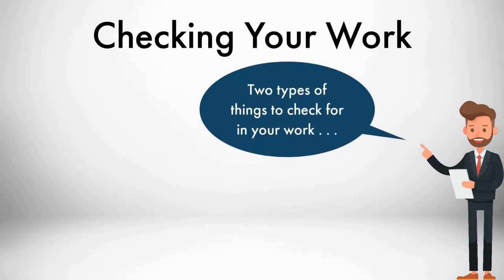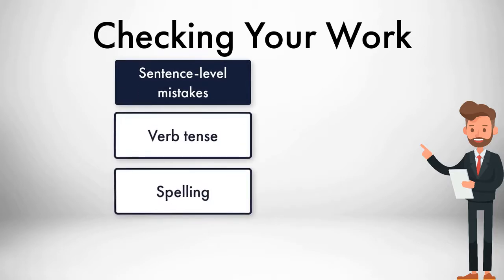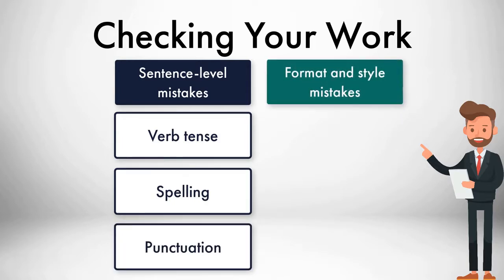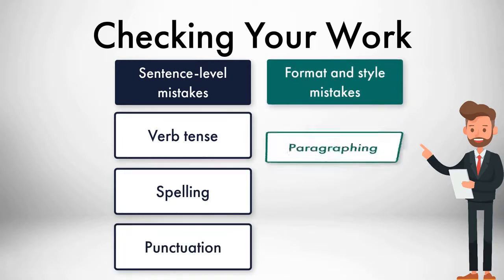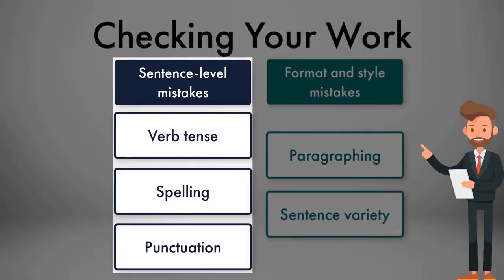There are really two types of things to check for in your work. There are sentence-level mistakes, which include things like verb tense, spelling, and punctuation. And then there are format and style mistakes, which include things like paragraphing and sentence variety. We'll talk about sentence-level mistakes first.